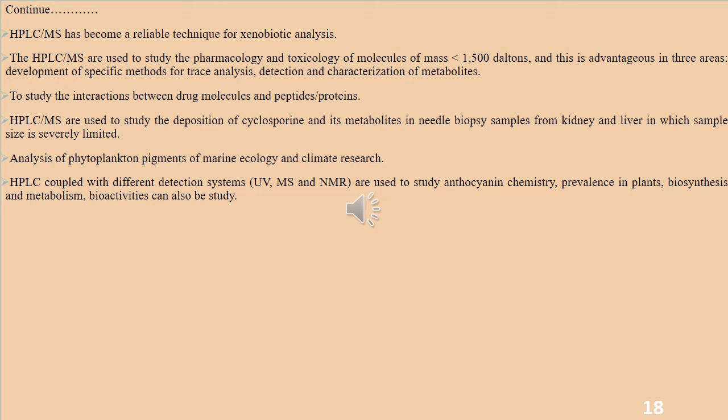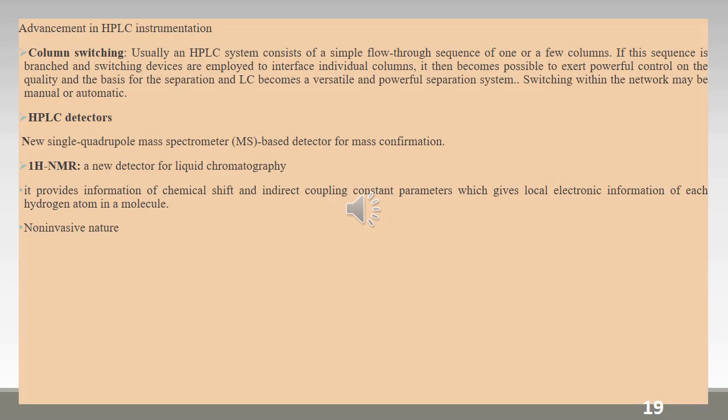Next application is analysis of phytoplankton pigments for marine ecology and climatic research. HPLC coupled with different detection systems, for example UV, MS, NMR, is used to study anthocyanin chemistry, prevalence in plants, biosynthesis and metabolism. Bioactivities can also be studied with the help of HPLC.